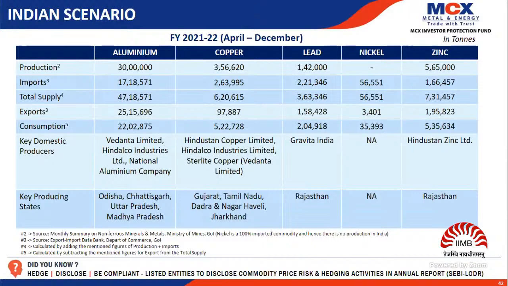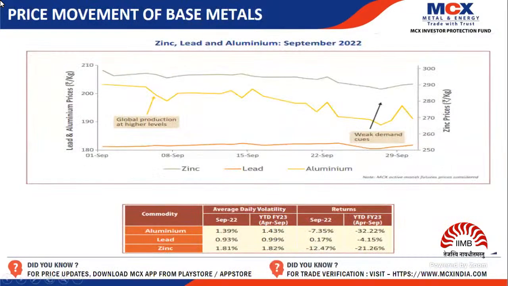Most of the investors will be aware of these companies. If something happens to these base metals, indirectly it might affect these companies also. So that's why it is very important to know what is happening in commodities. And the factors that impacted these base metals, like production, demand and supply, and commodity-specific events, again got affected.